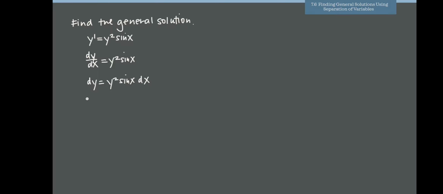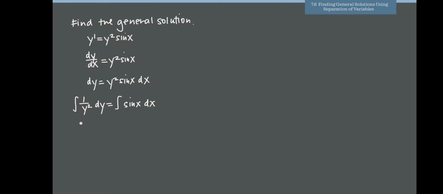We'll divide both sides by y squared, and we'll end up with 1 over y squared dy is equal to sine of x dx. So because we've managed to separate the variables, all y's on the left, all x's on the right, we know this is a separable differential equation. And now that we have our variables separated, we can solve it by integrating both sides. So we add an integral to both sides.